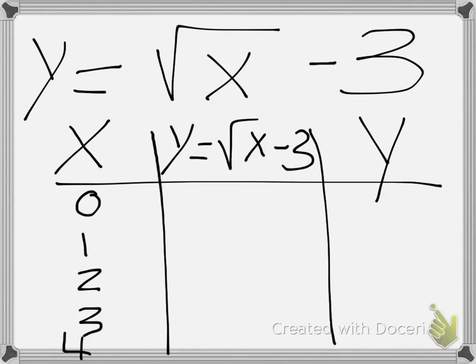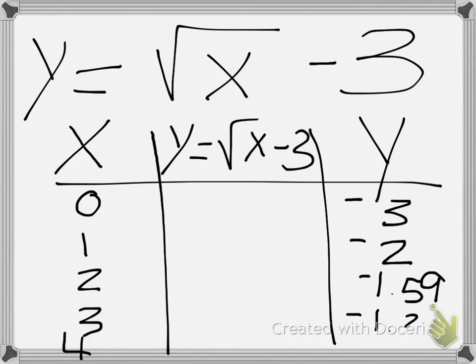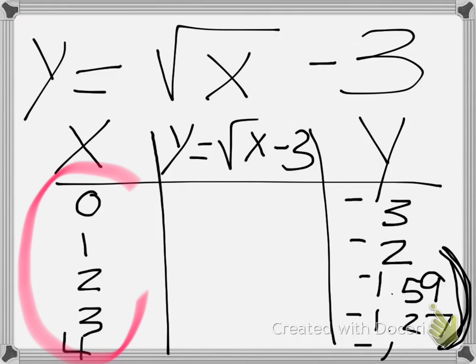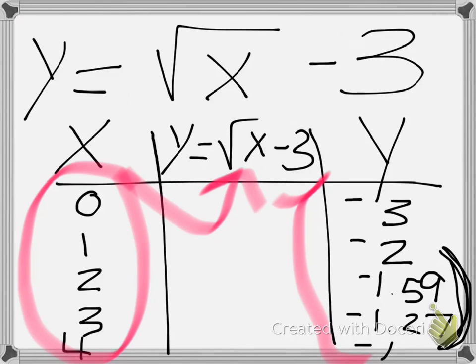Now, going back to the numbers that I have chosen, the outputs would be: for 0, negative 3; for 1, negative 2; for 2, negative 1.59; for 3, negative 1.27; and lastly for 4, negative 1. It is okay if you do get decimals. I just rounded them so it would be easier when I graphed it. These were the inputs that I put into this equation, and these were the outputs that I got. So now let's graph this function.